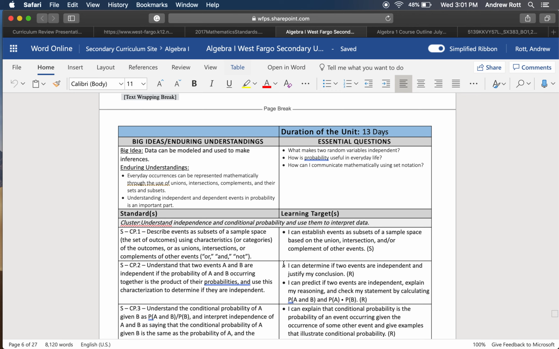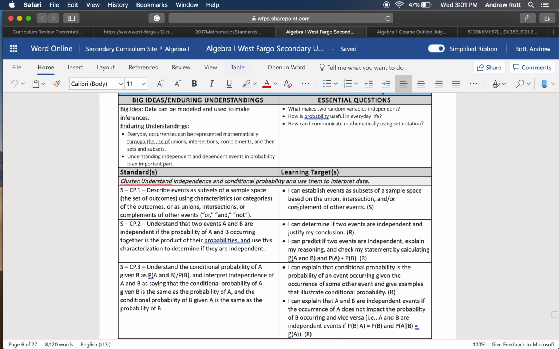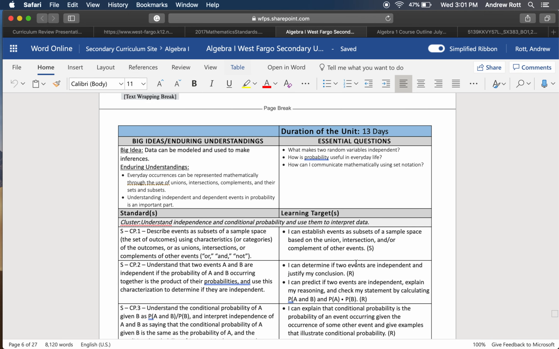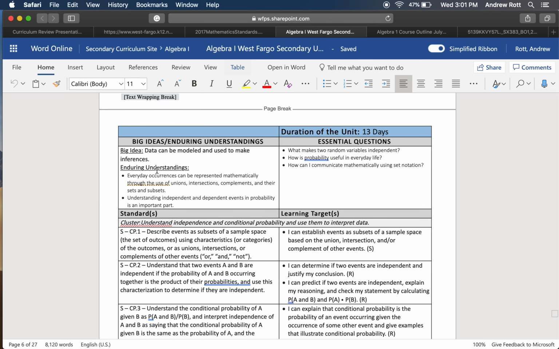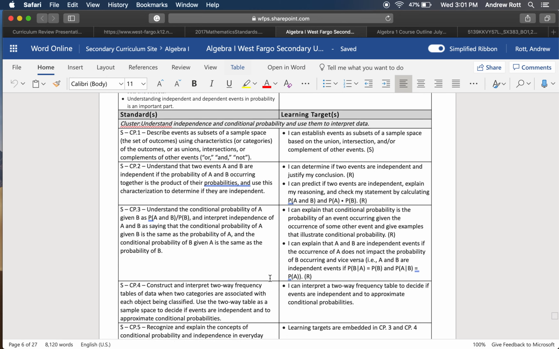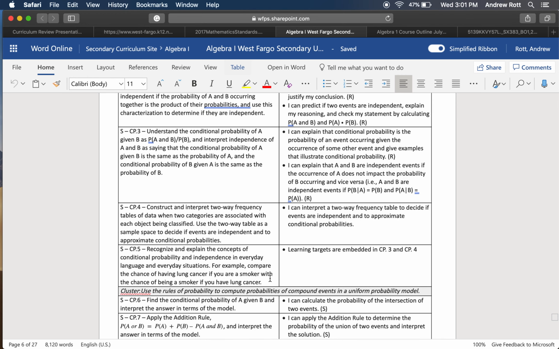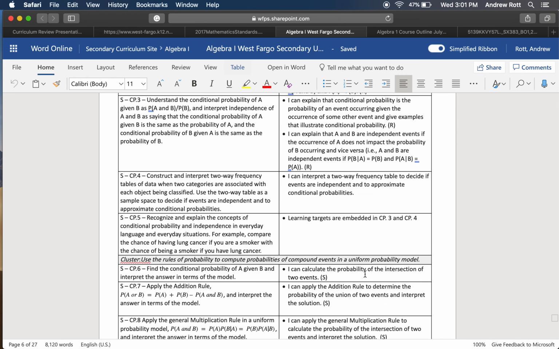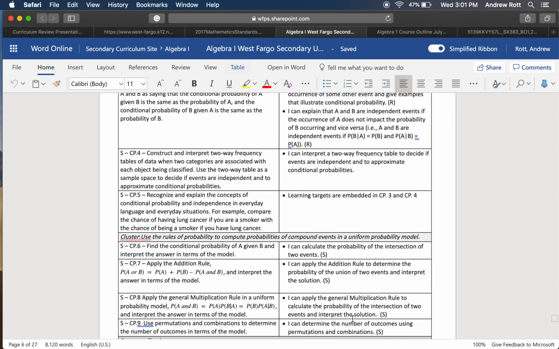As far as instruction goes, there are lots of learning experiences that talk about what students are going to do. You can take a look over here on the right side, it talks about what students are going to do, but nothing that really explains why. Up here, the enduring understandings talk about why we are talking about probability in general, but nothing specifically as to why we are calculating probabilities of the intersection of two events, or why we are using the general multiplication rule. Nothing really says why.